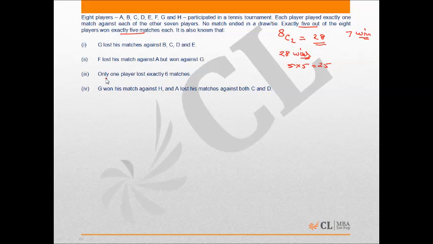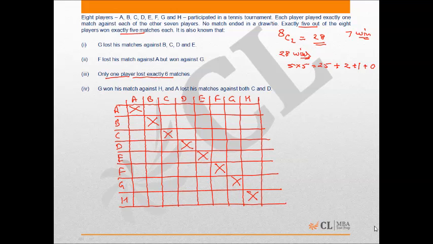Third statement says only one player lost exactly 6 matches, that means 2 wins. So out of remaining 3 wins, one player got exactly 2 wins. So one person should get 1 win and one should get 0 wins. Right. Now if I draw the table based on this information, we get this table. I have put a cross here because A cannot play a match with A on itself, right?